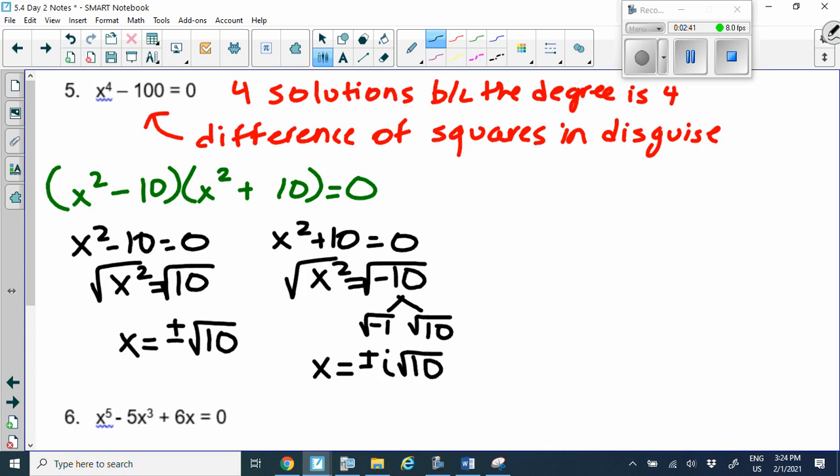Now let's make sure we have 4 solutions. So we know that plus minus always represents 2. So we have the positive square root of 10 and negative square root of 10. That's already 2 solutions. And then the positive i square root of 10 and negative i square root of 10. That's another 2. That means we do have a total of 4 solutions, and so we did this correctly.